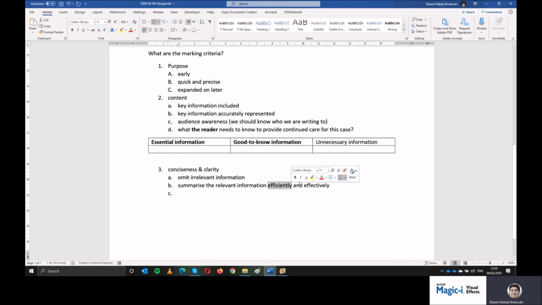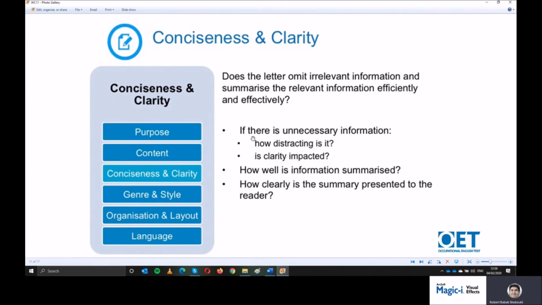So when we summarize the relevant information, it needs to be in the least number of words possible, and it needs to be in the best way expressing what we want to do. So these are the negative marks. If you have unnecessary information, you will lose marks anyway. But you will lose marks if it is very distracting. It means that your key information is lost, or the clarity is impacted. So the question is, how well is the information summarized and how clearly? Basically, efficiently, how well, effectively, how clearly.